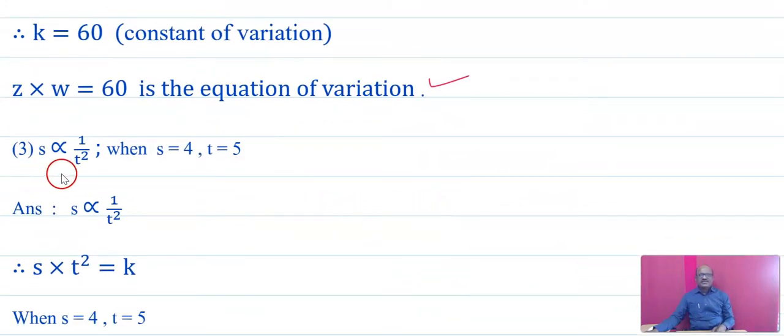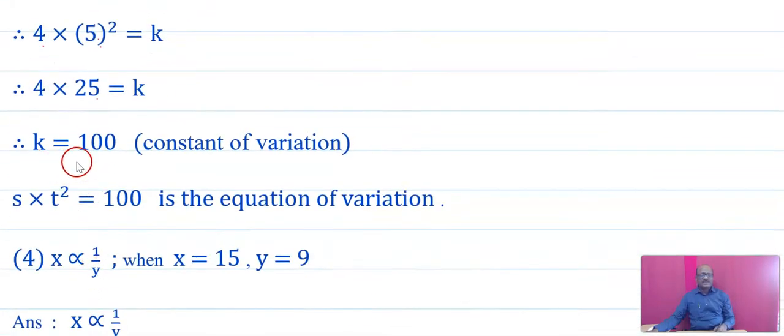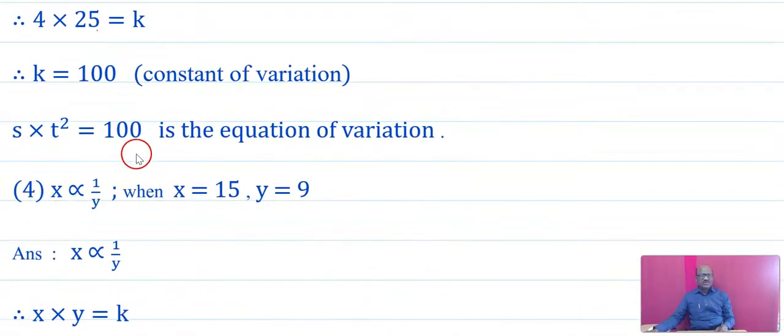Now next, S is inversely proportional to T square. When S is 4, T is equal to 5. The statement is S is inversely proportional to T square. Therefore S is equal to K upon T square, and the equation of the variation can be written as S into T square is equal to K. When S is equal to 4, T is equal to 5. Substitute here. 5 square is 25, 25 into 4. Therefore you will get K is equal to 100. Therefore the equation of the variation, substituting the value of K, is S into T square is equal to 100.